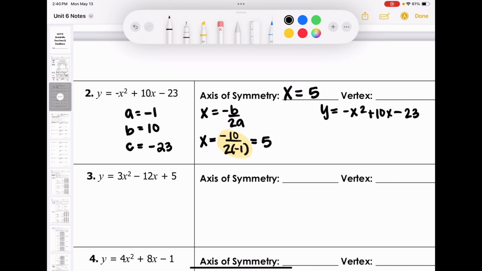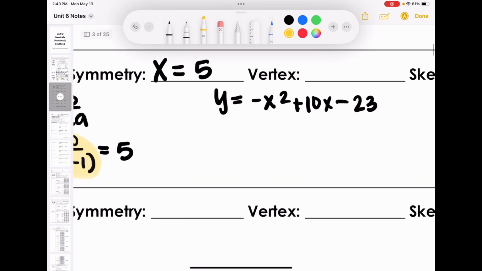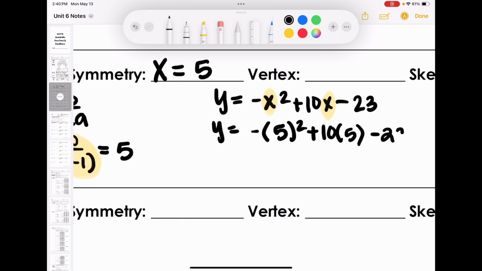All right. Now to find my vertex, I'm going to take that 5 and plug it in for my x values. Okay, always put the number in parentheses, no matter if it's positive or negative. Then I'm going to type all of this into my calculator, and I'm going to get 2. So then my vertex is 5, 2.